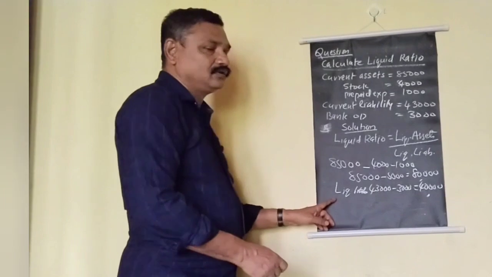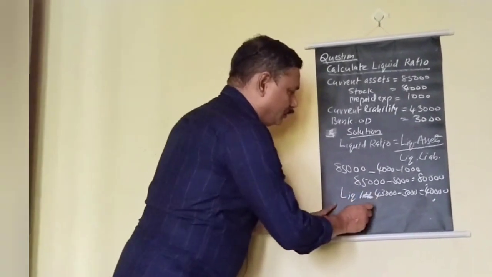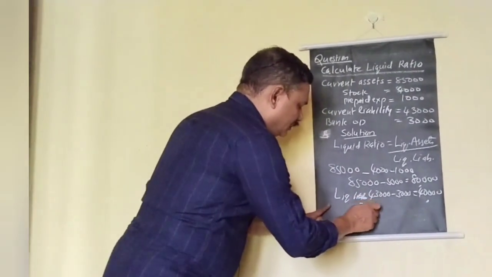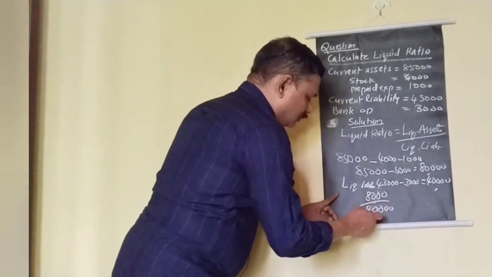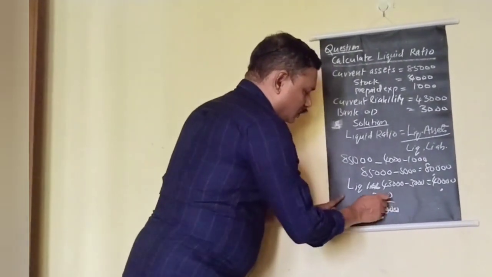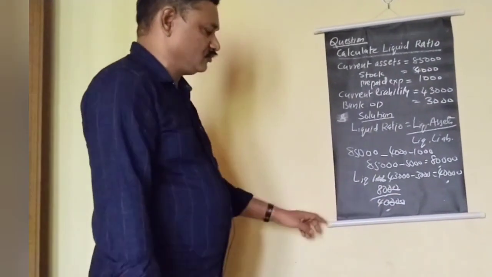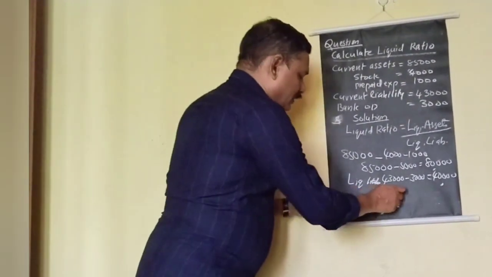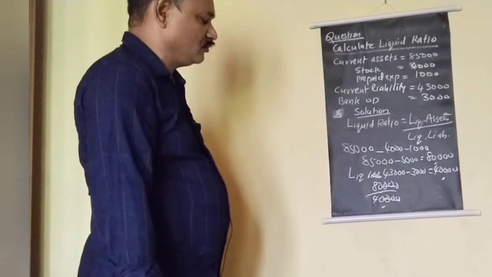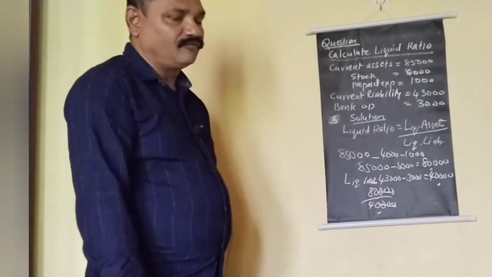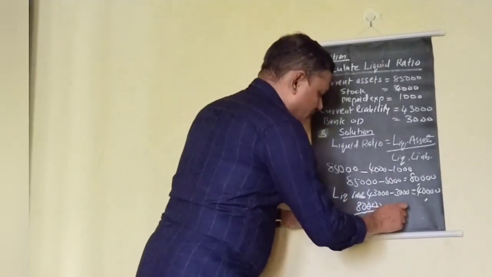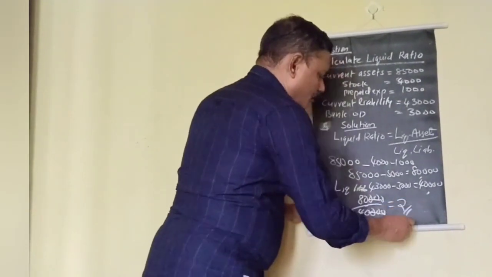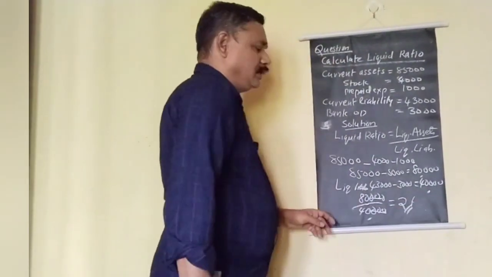Now we can find out the liquid ratio. Liquid ratio is equal to 80,000 divided by 40,000. Cutting four zeros from both sides, 8 by 4 is equal to 2. 2 means 2 times.